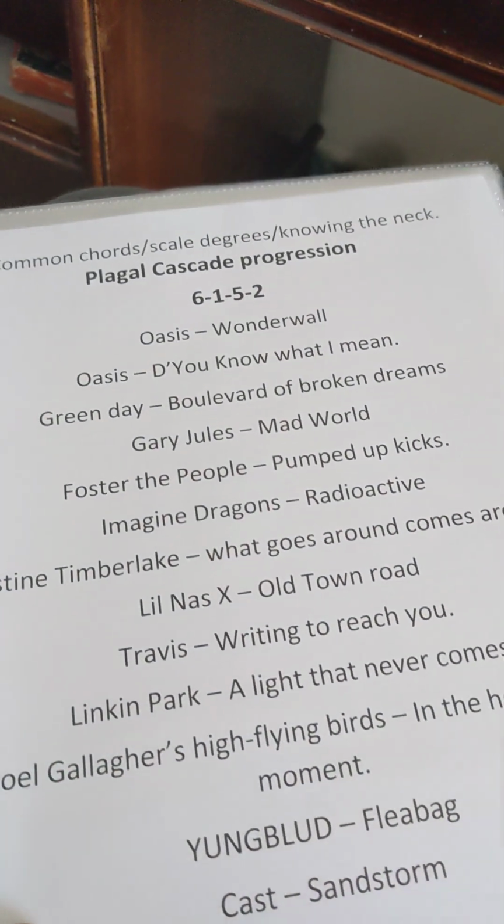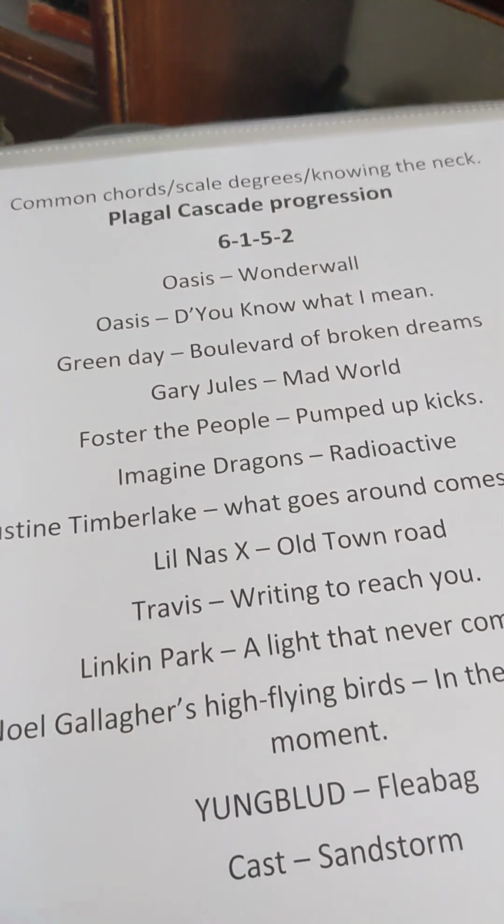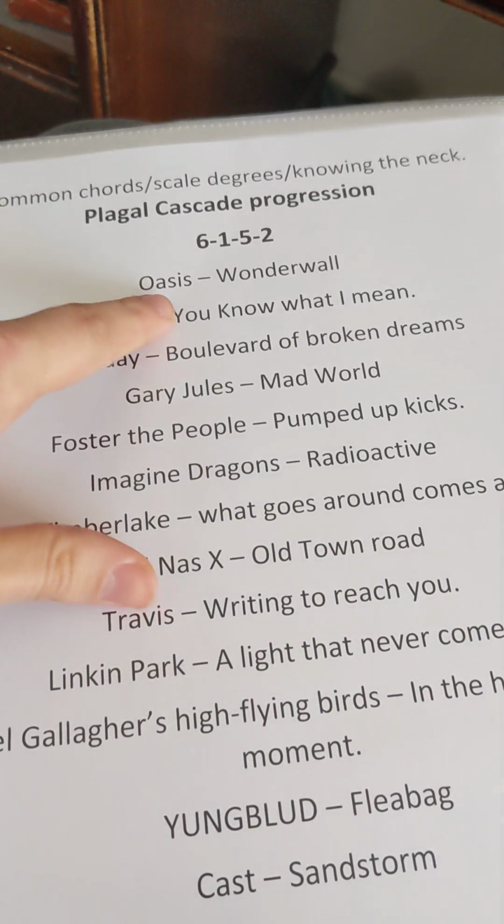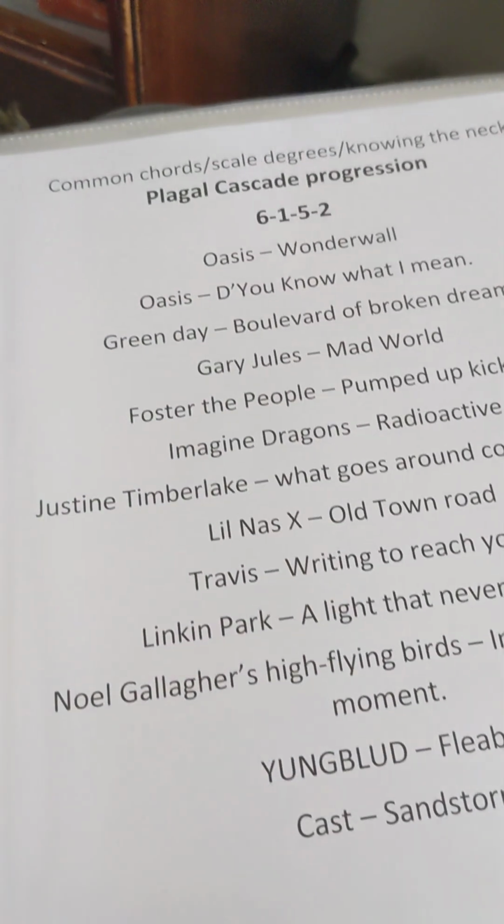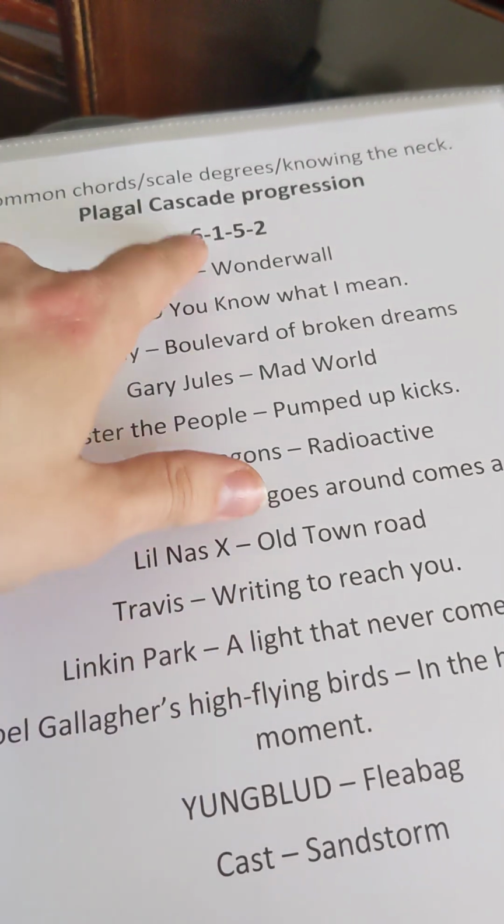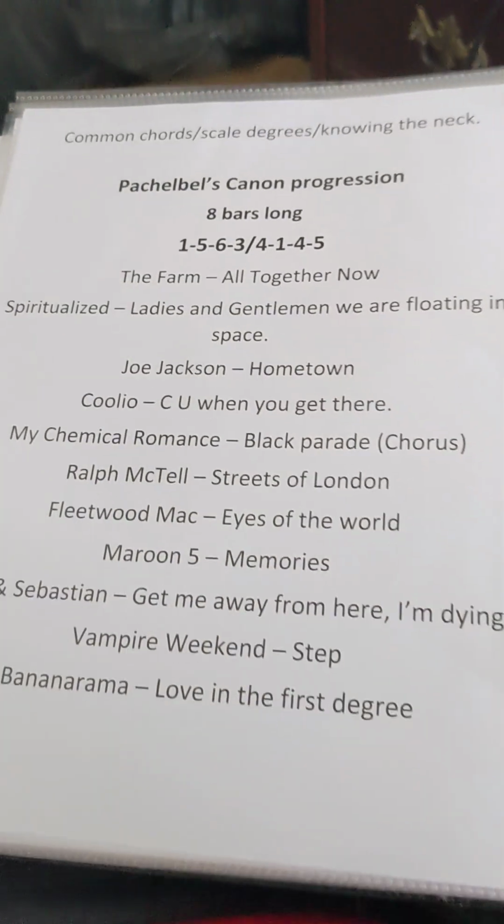Plagal Cascade. You see this a lot with pop music that sounds edgy sometimes too. It's the less popular of the minor keys in pop music right now, but people know it as Wonderwall. It's a meme. This chord progression is a meme. It's also fun that you can start these songs and then out of nowhere just start singing the Wonderwall chorus. People find that funny.